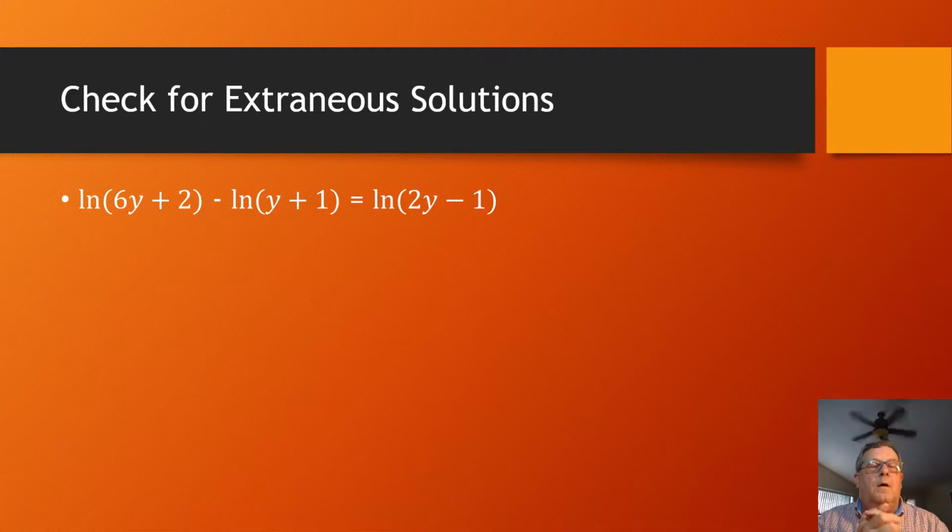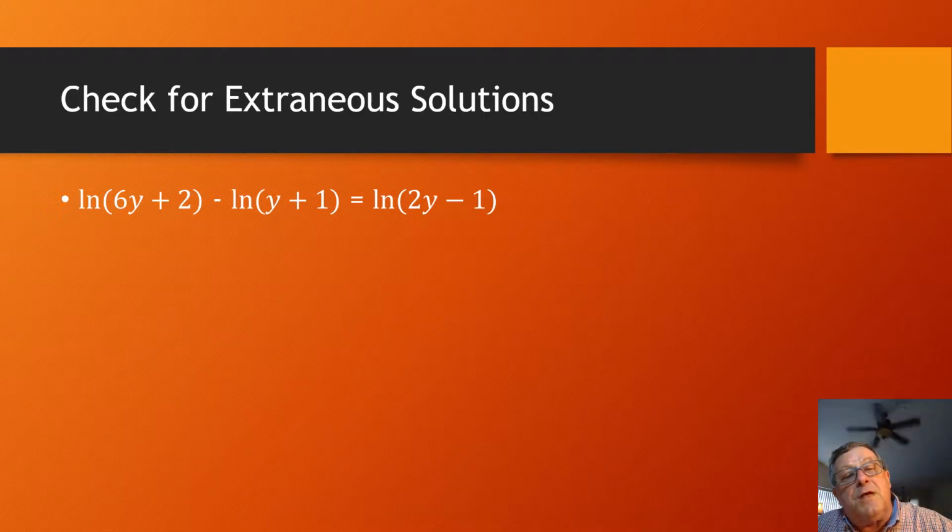All right, so now we're going to check for extraneous solutions when solving a logarithmic equation. And we actually had that situation come up in the previous video, but we're going to take a little bit deeper dive into this now. So we've got the natural log of 6y plus 2 minus the natural log of y plus 1, and we're saying that that's equal to the natural log of 2y minus 1.